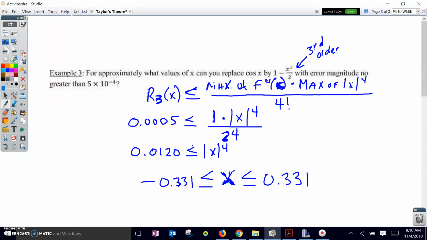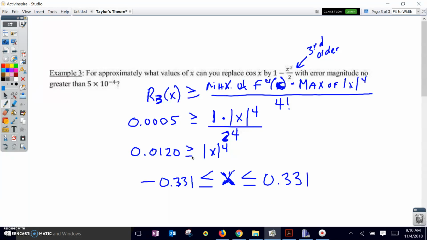And that's what we need in order for the error, and actually our sign here should have been different because this is the error on the right hand side. We want that to be smaller than the specified value. So we want the error to be smaller than that specified value. And that gives us that interval.